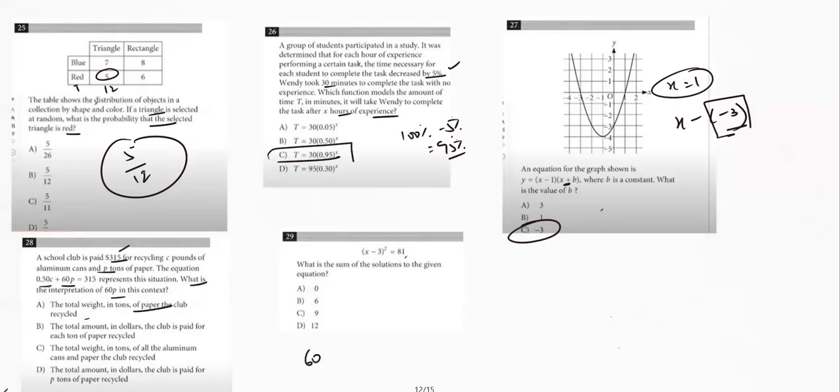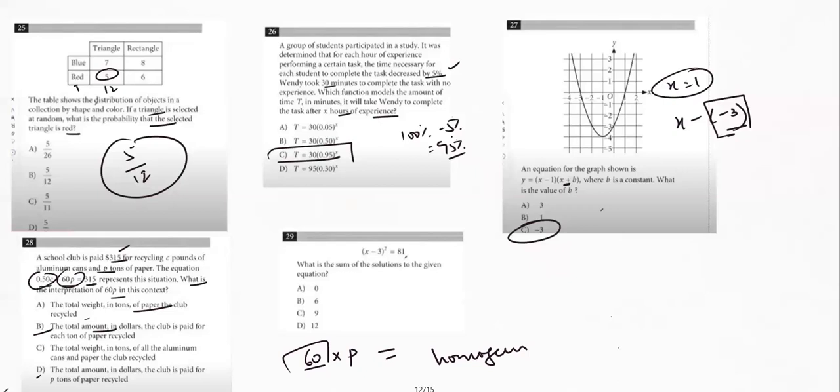So 60 is a value per ton of paper, multiplied by the P tons of paper, right? So it is the total amount in dollars. It is the amount, right? Because it should be a homogeneous equation. If this is a dollar, then all these factors are also dollars. So only two options remain, either this or this.